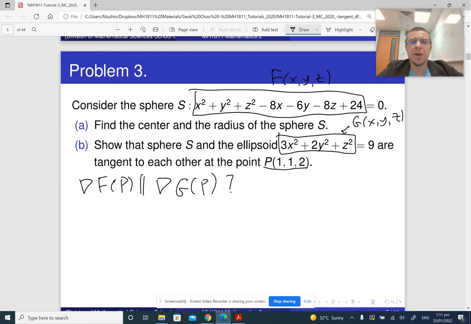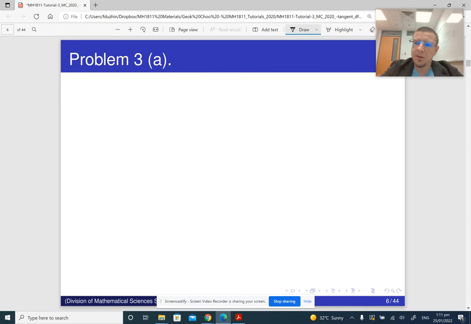And so this is what we really need to do in part B. Okay, so let's do it. So let's do this calculation. So let me do part A first. So part A. Okay, so in part A, you know what? Let me maybe switch to the clean slide.